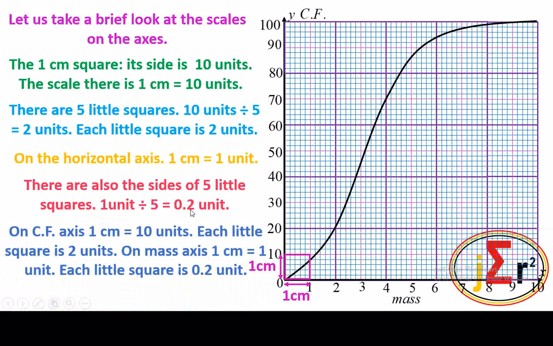On the cumulative frequency axis, 1 centimeter is equal to 10 units. Each little square is 2 units. On the mass axis, 1 centimeter is equal to 1 unit. Each little square is 0.2 unit.